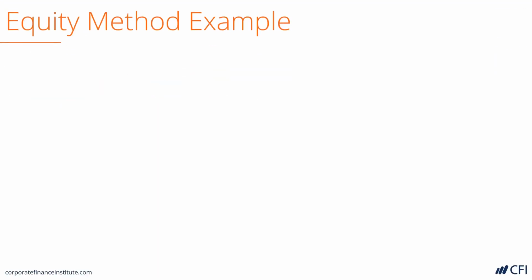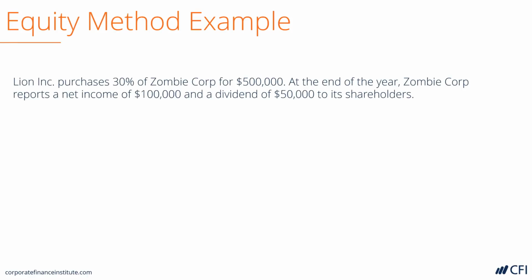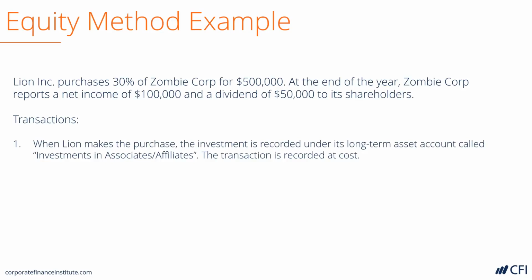Let's see how this actually works with an example. Imagine that Lion purchases 30% of Zombie Corp for $500,000. At the end of the year, Zombie reports net income of $100,000, and half of that, $50,000, is paid out as a dividend to its shareholders. Here are the transactions that would take place.